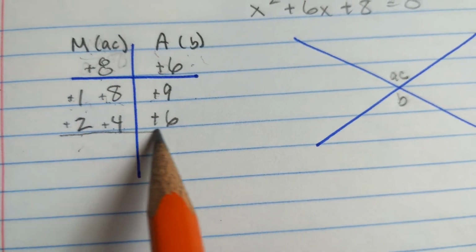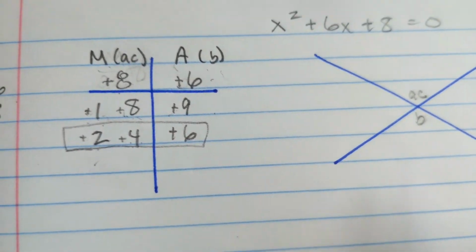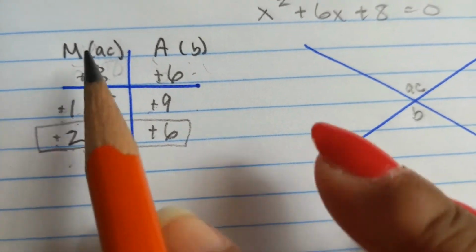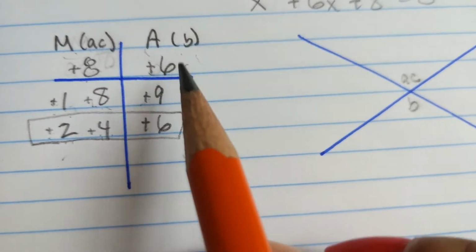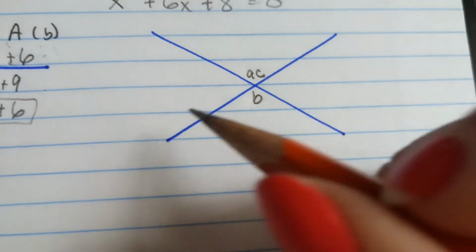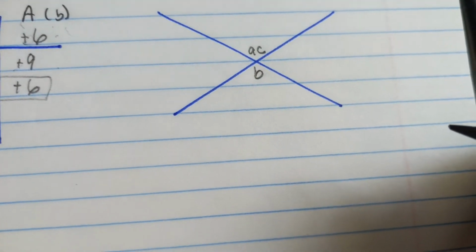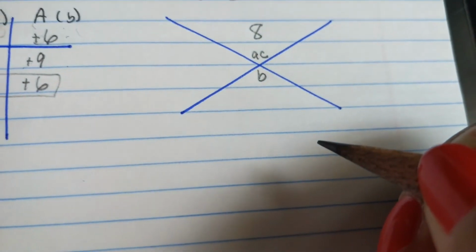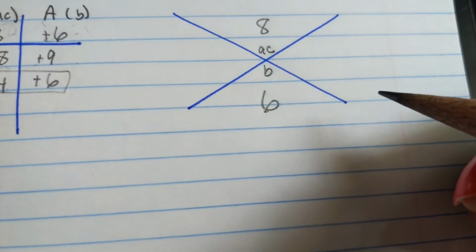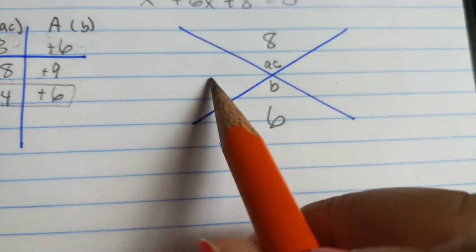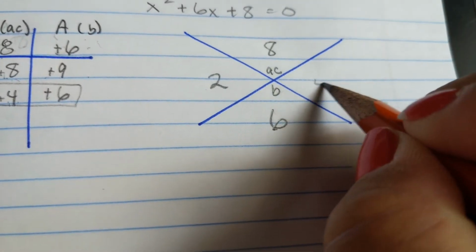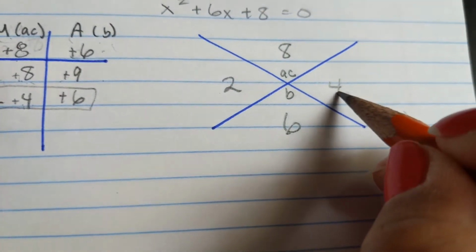So this is the combo that I want to use, because that's the one that gives me all of the things that I just asked for. It multiplies to give me 8, and it adds to give me 6. So over here in our X-Man chart, my AC value is 8. My B value is 6. And the two numbers that I just found, I'm going to write to the sides. So I have 2 and I have 4.